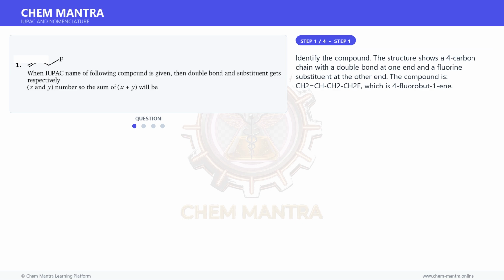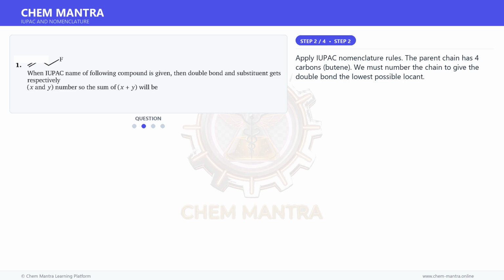Identify the compound. The structure shows a 4-carbon chain with a double bond at one end and a fluorine substituent at the other end. The compound is CH2=CH-CH2-CH2F, which is 4-fluorobut-1-ene. Moving on to the next step.